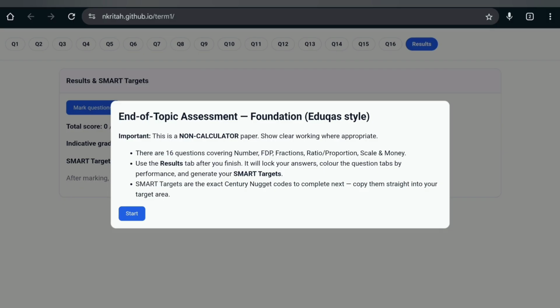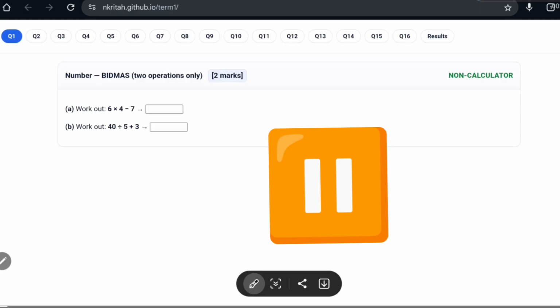In the description of this video, you can find the link for this assessment. Give it a go while watching the video. You can also stop the video when you see the pause symbol and give it a go before I explain how to do it. Pause it now if you want to give it a go.